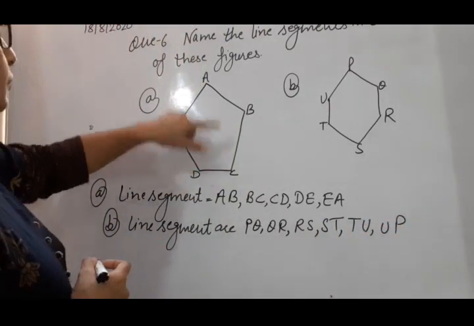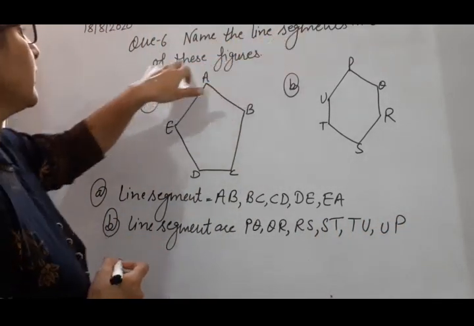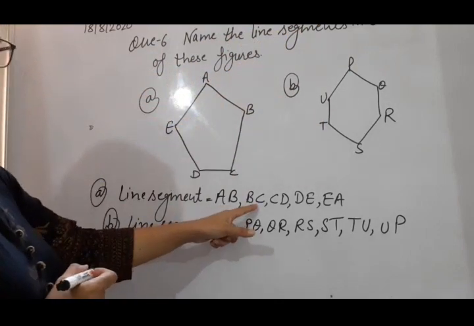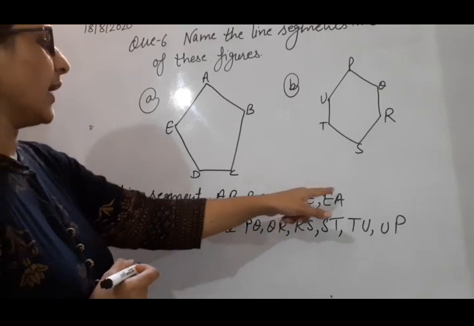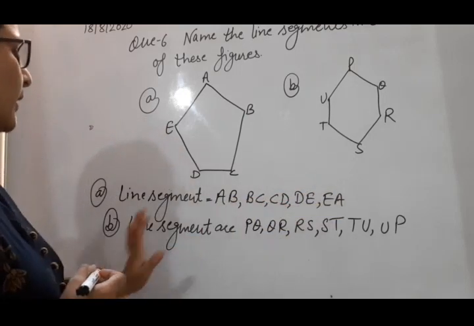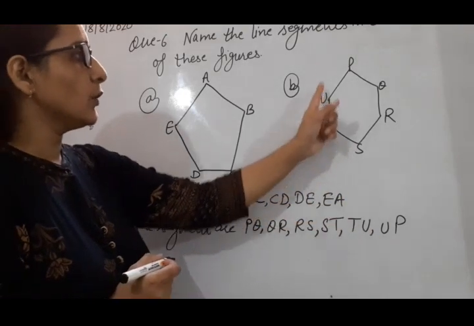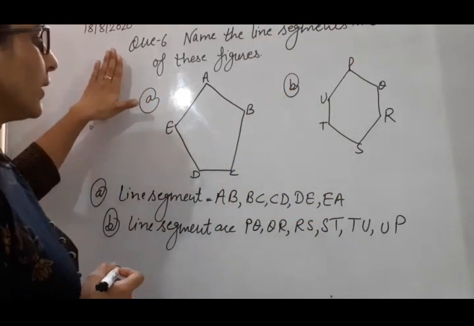Clear? So this is the question: name the line segments in each of these given figures. In part A: AB, BC, CD, DE and EA. And in part B: PQ, QR, RS, ST, TU and UP. That is your question number 6.